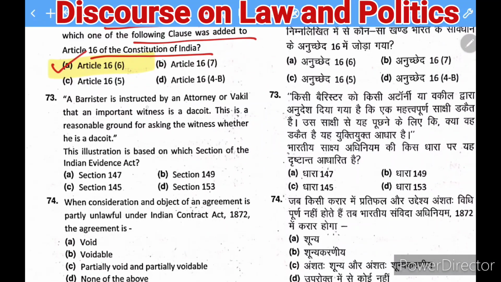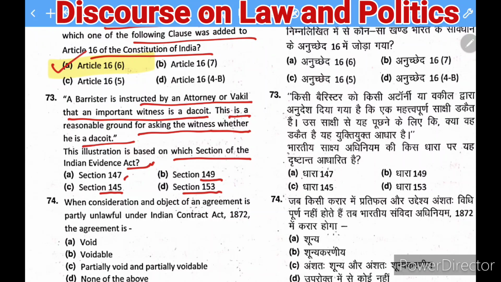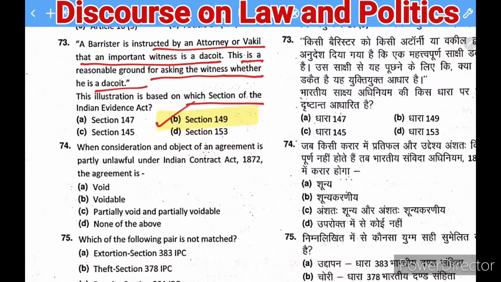Next question is, a barrister is instructed by an attorney or vakil that an important witness is a dacoit. This is a reasonable ground for asking the witness whether he is a dacoit or not. This illustration is based under which section of the Indian Evidence Act? The options are A, section 147, B, section 149, C, section 145, and D, section 153 of the Indian Evidence Act. So which is the right answer? This question is based on the illustration given in section 149. Just go to the illustration first, you will find that the same illustration is given. So it is from section 149.